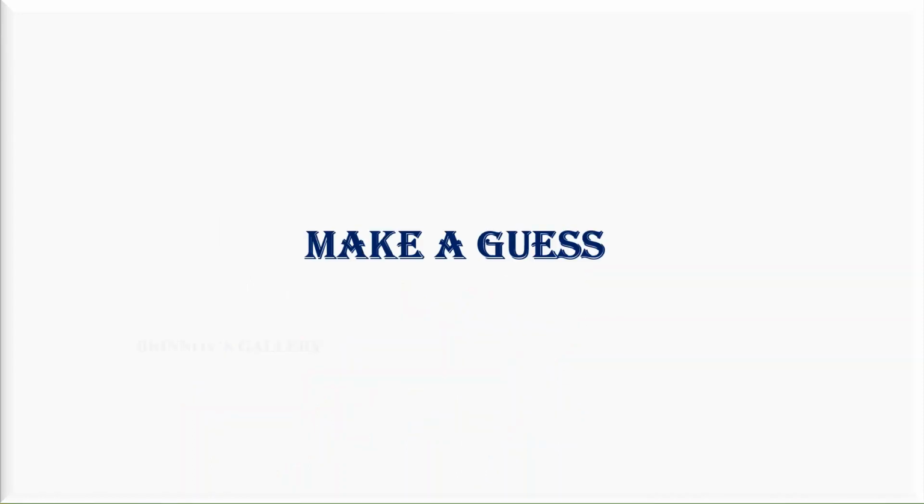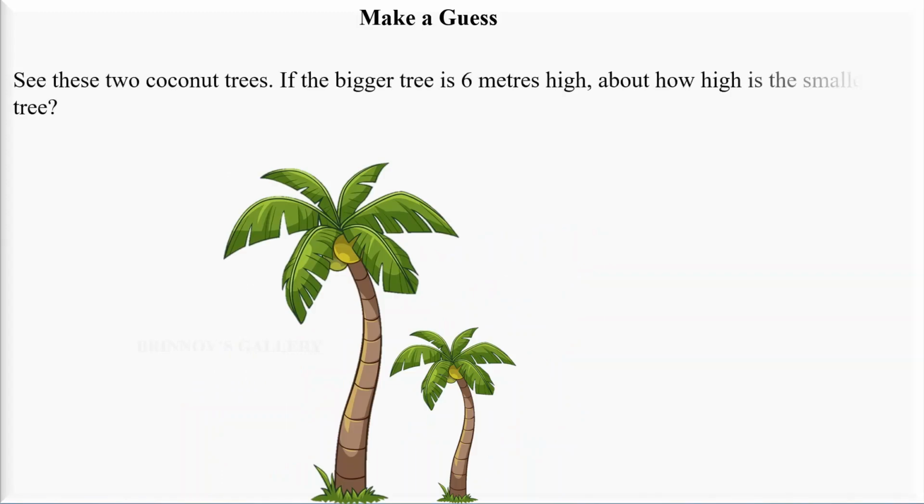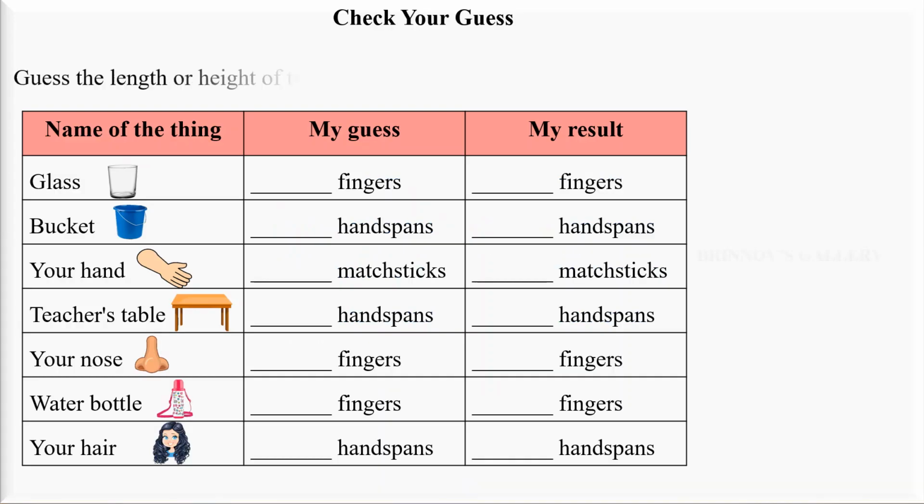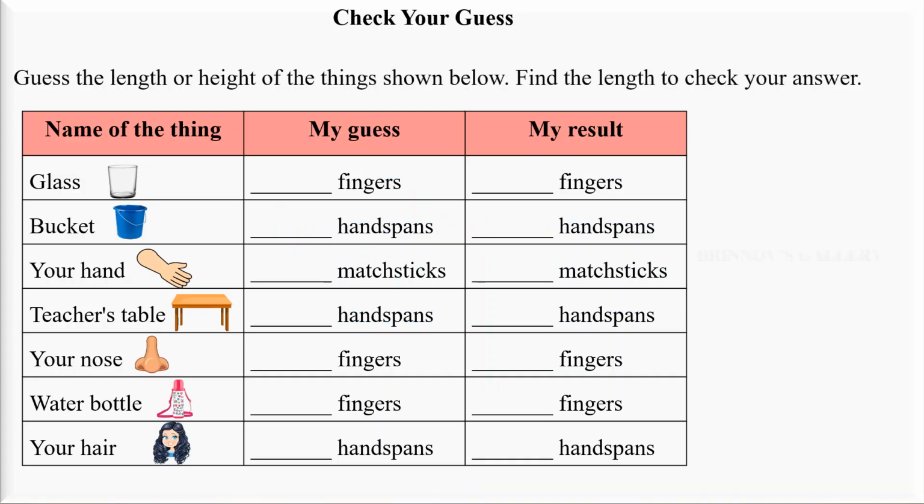Make a guess. See these 2 coconut trees. If the bigger tree is 6 meters high, about how high is the smaller tree? Answer. The smaller tree is about 3 meters high. Check your guess. Guess the length or height of the things shown below. Find the length to check your answer.